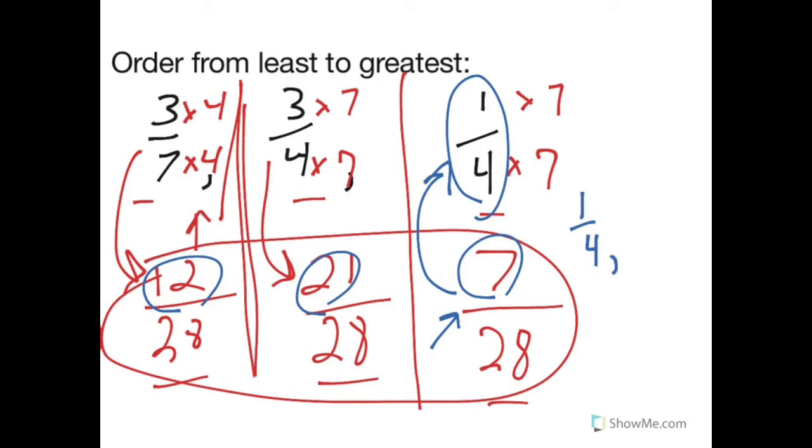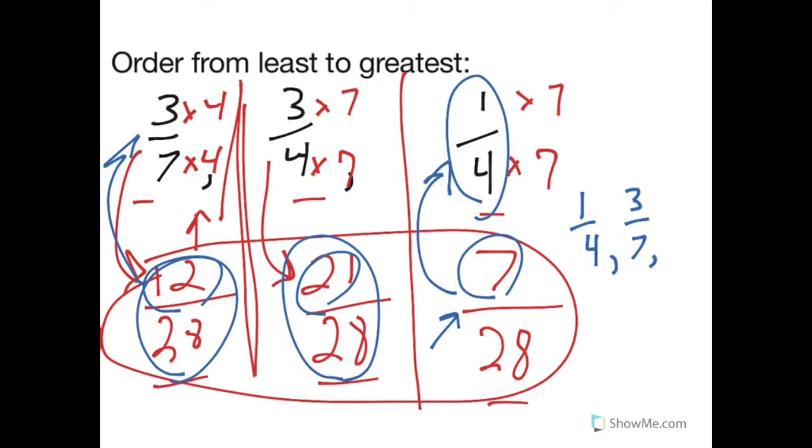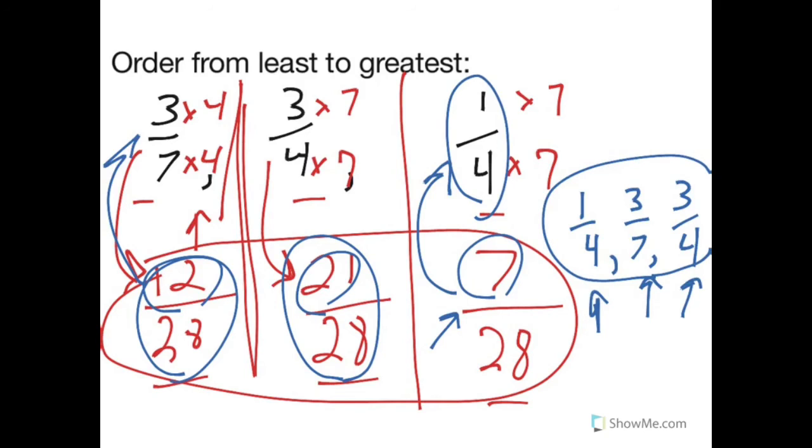Next, is it going to be 12 or 21? It's going to be 12. 12/28, again, is 3/7, so that will come next. And then the last one remaining, of course, is 21/28. So it is our greatest fraction. So from least to greatest, we have 1/4, then 3/7, then 3/4.